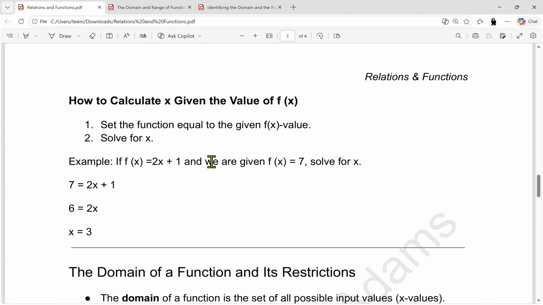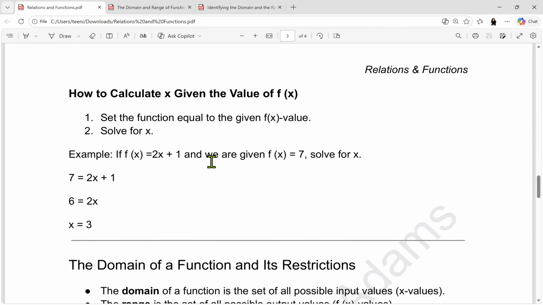And we also looked at how you can find the value of x if you know what the function is equal to. So if f of x is defined as 2x plus 1 and f of x is 7, what is the corresponding x value? To do that, you put the expression and equate it to the value of f of x. So if the function is defined as 2x plus 1, you make that equal to 7, and then you solve for x, right?